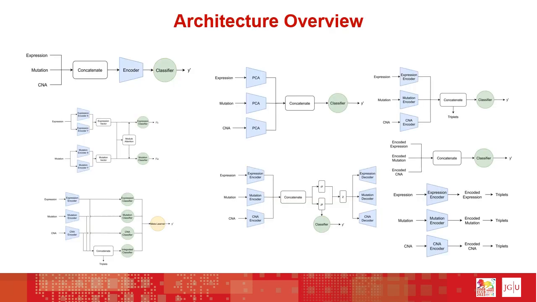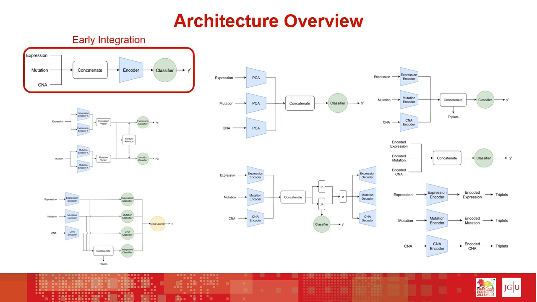Here's an overview of the 7 multi-omics integration architectures we compared. They can be broadly categorized in 3 categories depending on the integration depth. The first category is early integration, which concatenates omics to use existing methods for single omics analysis and which assumes a high dependency between omics.